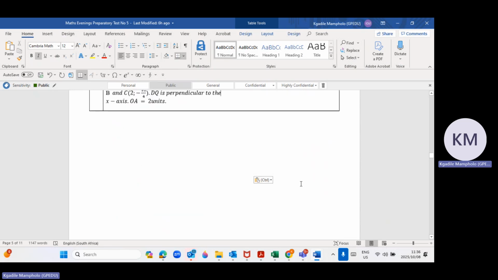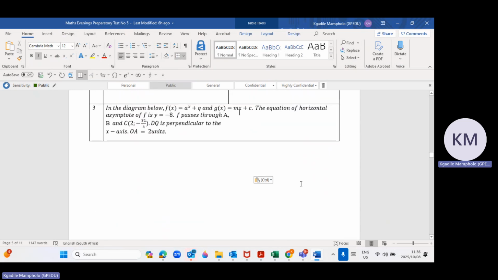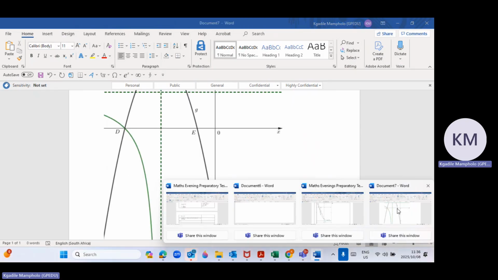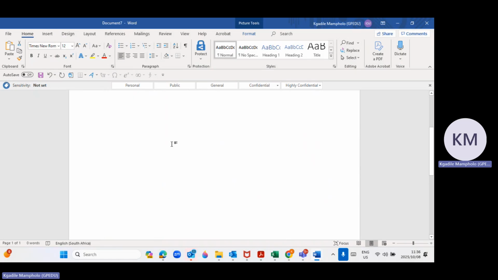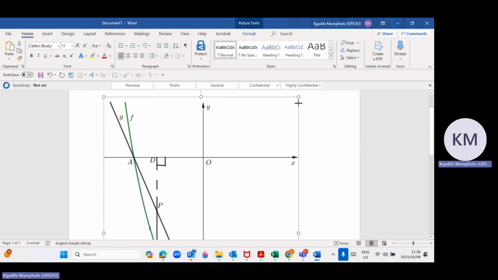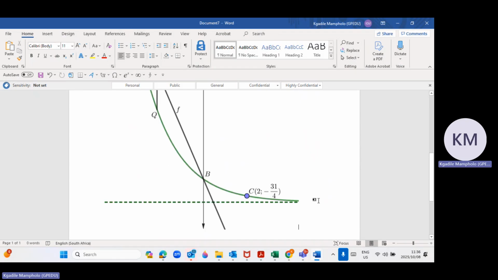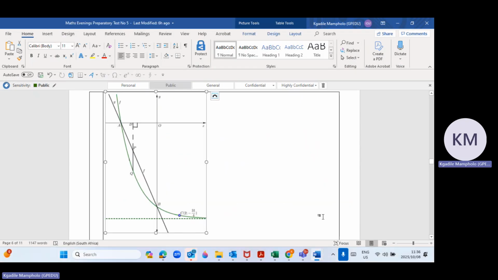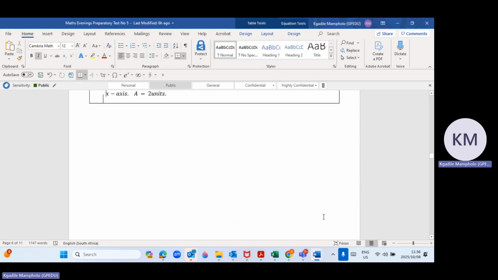Number 3. Let me also, as I did with this one, take the graph to this side so that when you calculate, you can see clearly. Take it to the other side. Let me make it bigger. Now, let's read the statement.